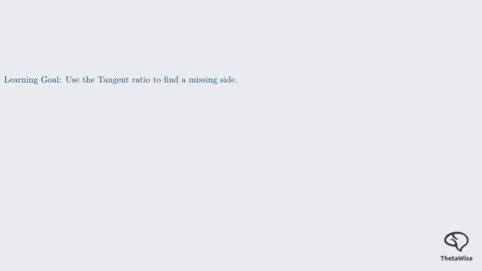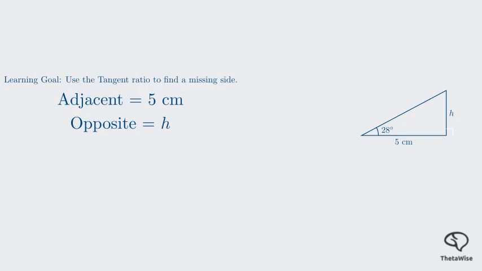For our final example, we will look at the relationship between the two shorter sides of the triangle. In this triangle, we are given an angle of 28 degrees and the adjacent side, which is 5 centimeters. We need to find the height of the triangle, the opposite side, which we have called h. We have the opposite and the adjacent sides involved here. Checking our SOHCAHTOA mnemonic, the TOA part indicates we must use the tangent ratio.